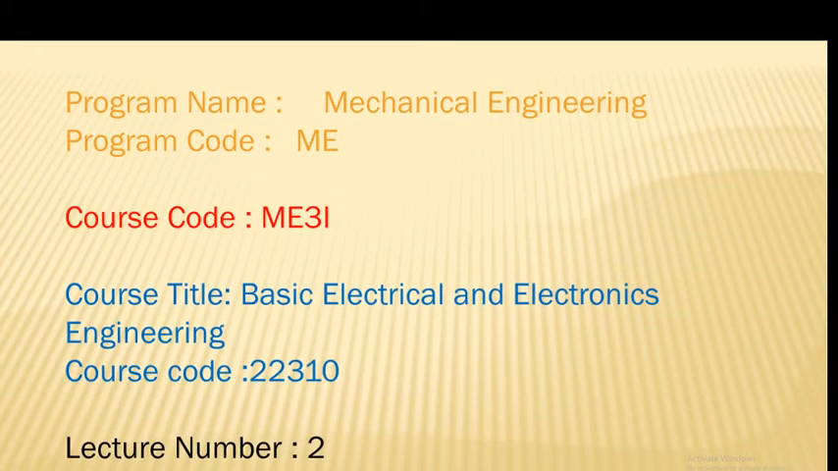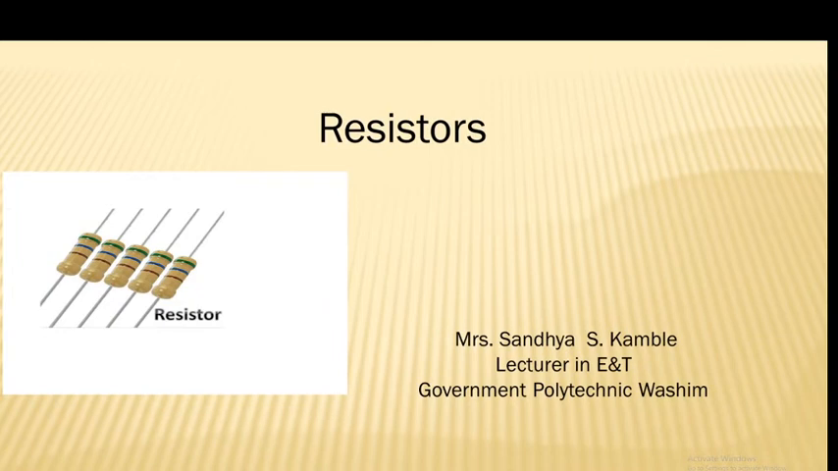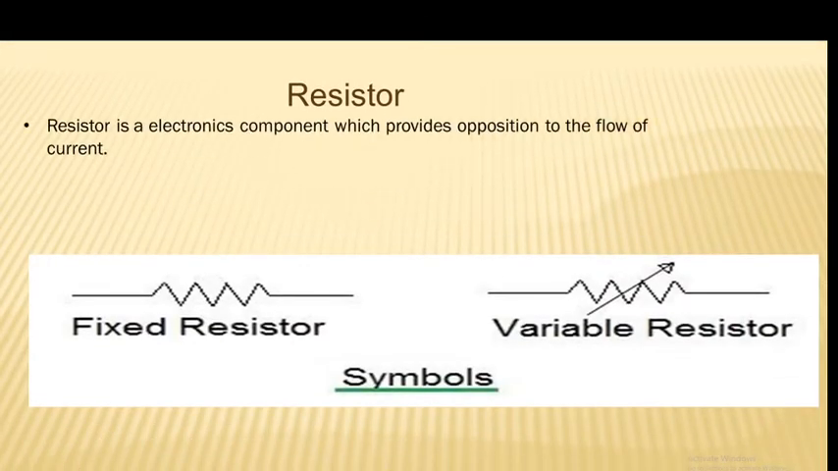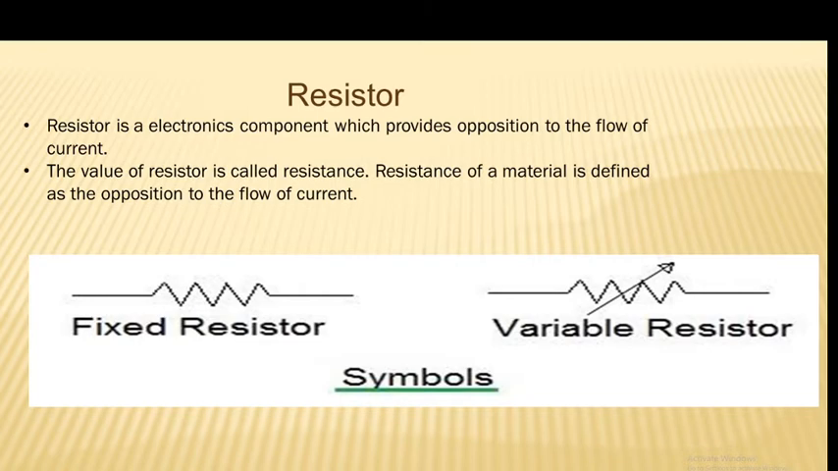This is our lecture number 2. We cover the topic resistors, its specification and color coding. Resistor is a passive electronic component which provides opposition to the flow of current. The value of resistor is called as resistance. Resistance of a material is defined as opposition to the flow of current.